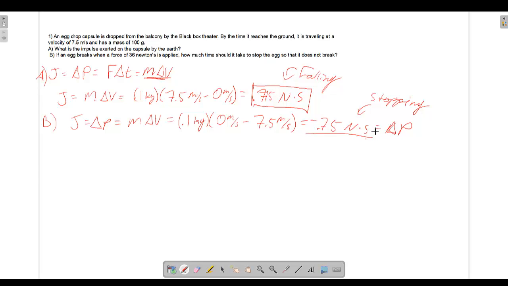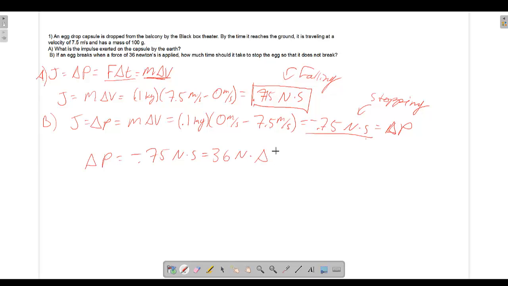Notice it's the same because it's all happening to the same thing: it gets to a certain speed and then loses that velocity once it hits the ground. The difference here, though, is the amount of time it took for this to all happen. As we said, the egg will break if a force of 36 newtons is applied. So now we're going to apply this part of the equation. We have our delta P, which is negative 0.75 newton seconds. That is equal to F delta T. In this case, F is 36 newtons.